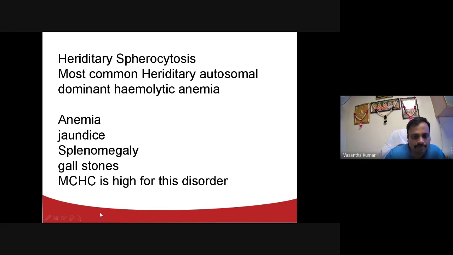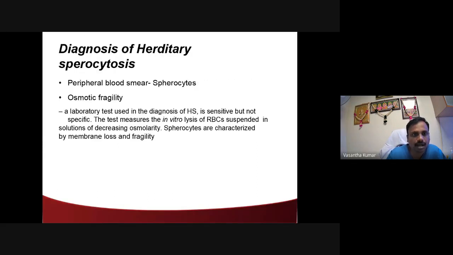And remember, this is a famous MCQ. MCHC is high for this disorder. That is, mean corpuscular hemoglobin concentration is high for hereditary spherocytosis. How to diagnose the condition? A simple test called the osmotic fragility test is used to diagnose. It is sensitive but not specific. The test measures the in vitro lysis of RBCs suspended in a solution of decreasing osmolarity.